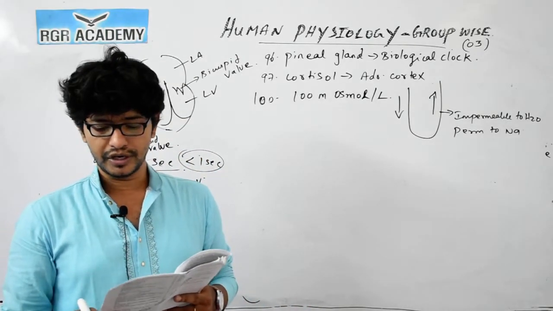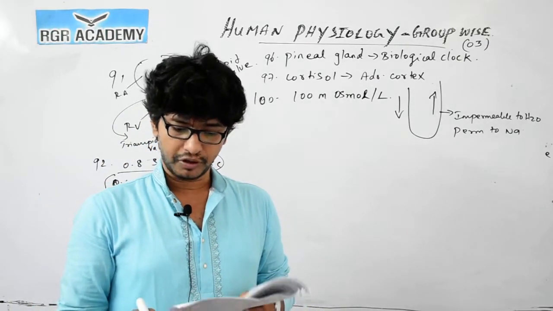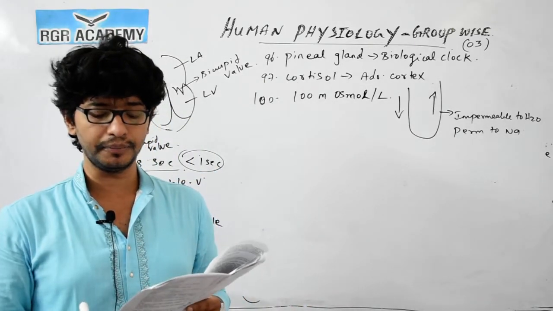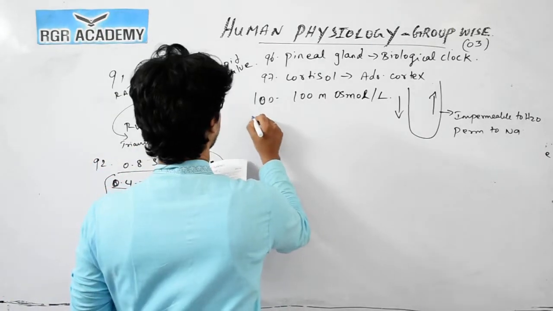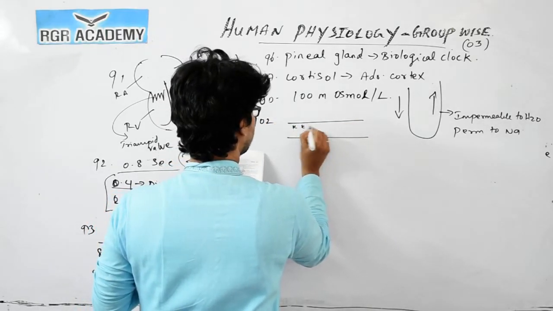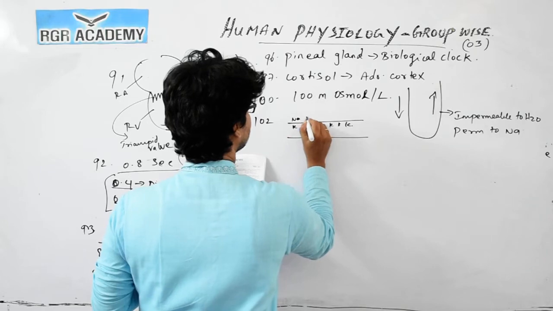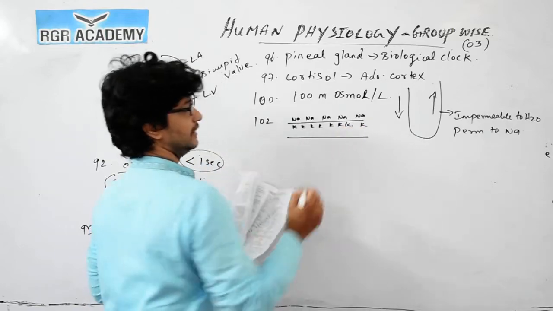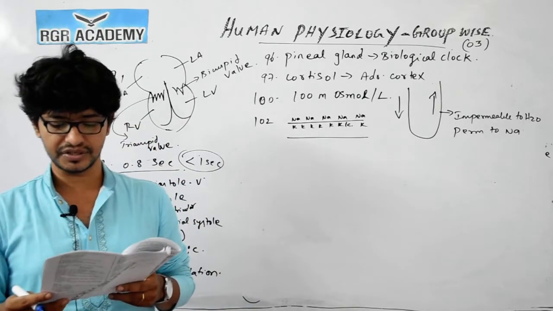Question 102. When a neuron is in the resting stage, not conducting any impulse, what is the fate of the axonal membrane? The fourth option: it is comparatively more permeable to potassium ions and nearly impermeable to sodium ions. Potassium ions are inside, and the membrane is impermeable to sodium ions from outside. This is what we call the resting potential. So option 4 is the correct answer.